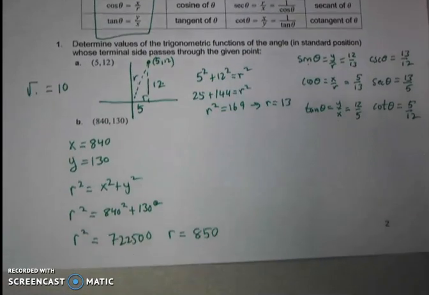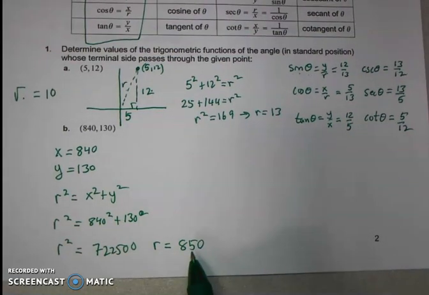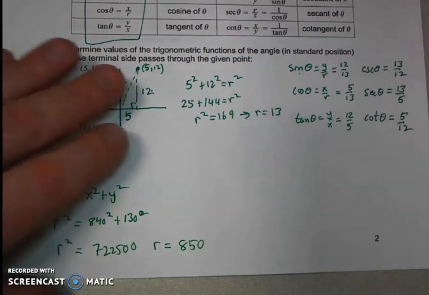Oh, you can't see what I'm writing there. Sorry, let me move my camera a little bit. 850. Again, in most cases, these will not come out to be particularly nice numbers. That's okay, we'll deal with it.